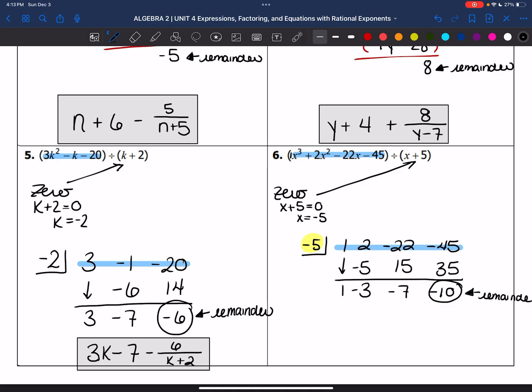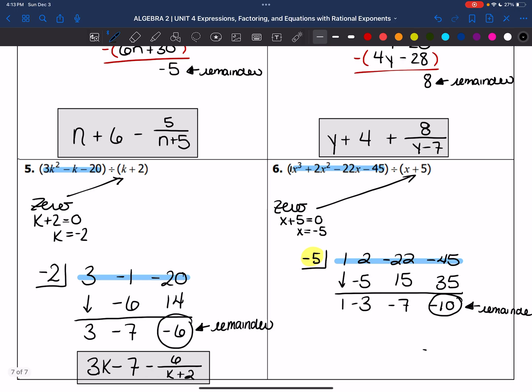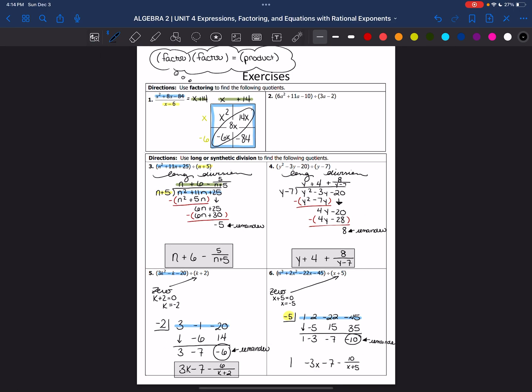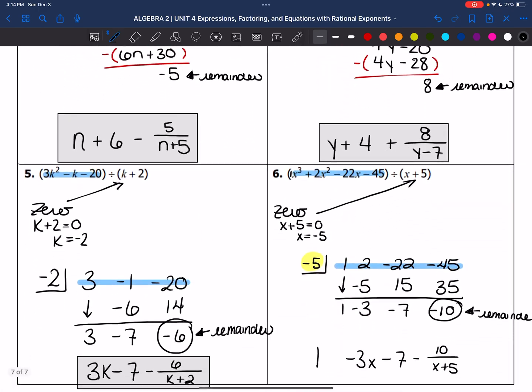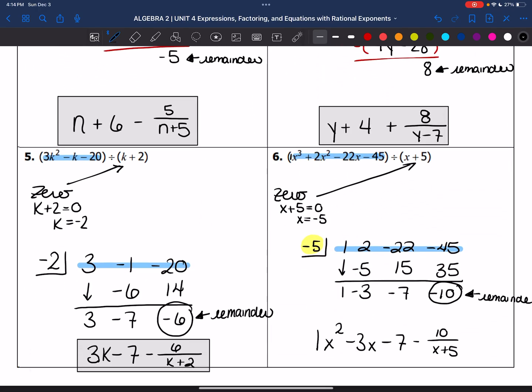So I'm going to take my remainder of -10. I'm going to write it as subtracting 10 over what I divided by, which was x plus 5. The -7 is our constant. My -3 is my linear term. So that would be linear, just x to the first power. And then next to that, that 1, bump it up one more time. Now this is my squared term.